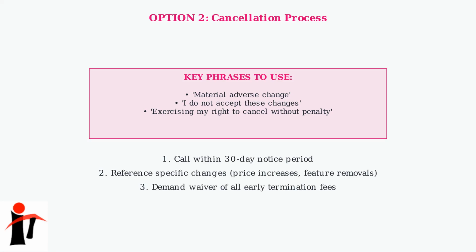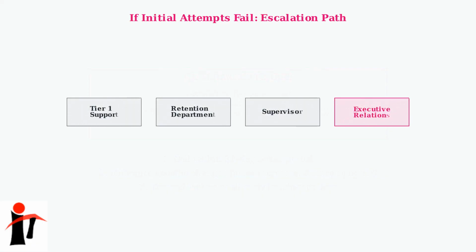Call within the 30-day notice period. Reference the specific changes, like price increases or feature removals, and demand a waiver of all early termination fees. If your initial attempts are unsuccessful, follow this escalation path. Start with Tier 1 support, then ask for the retention department, then a supervisor, and finally, executive customer relations.